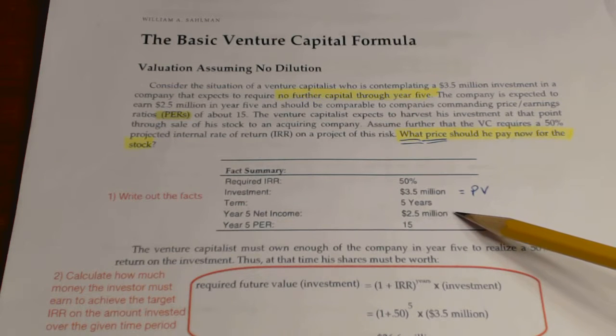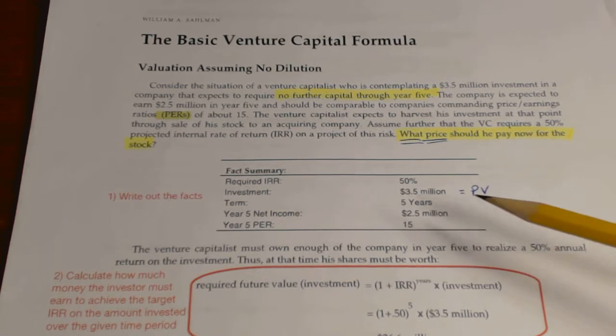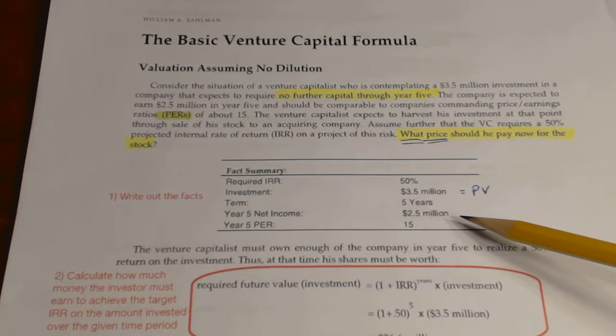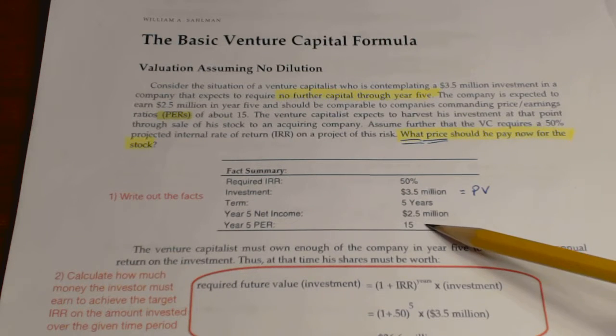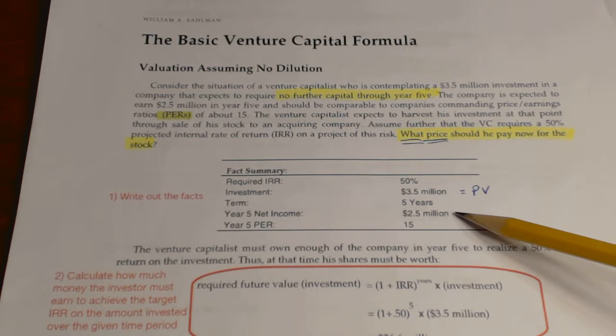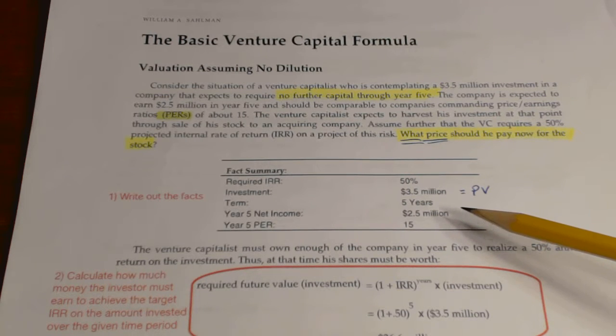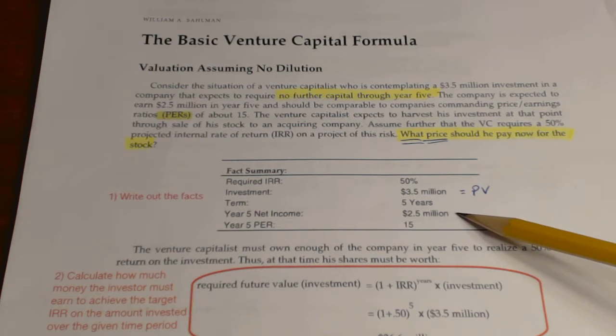at the end of 5 years, the company will have earnings they're projecting at 2.5 million, and with a 15 price earnings ratio, the price earnings ratio usually applies to either the current year's or next year's earnings, whatever year's earnings, but you take the price earnings ratio times the earnings, and that gives you what the value of the company should be. So first, you just write down the facts.